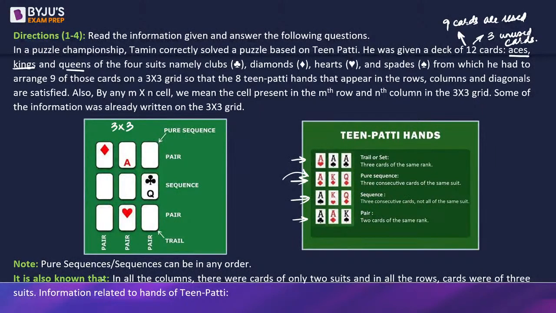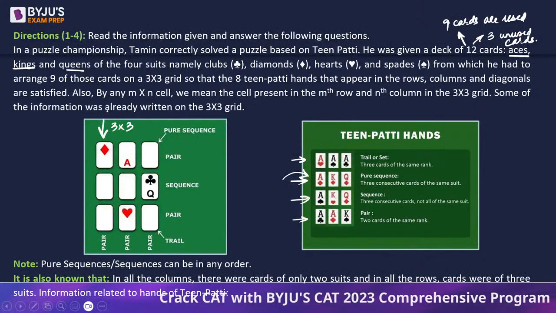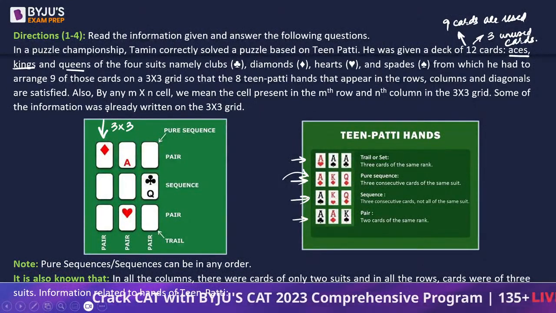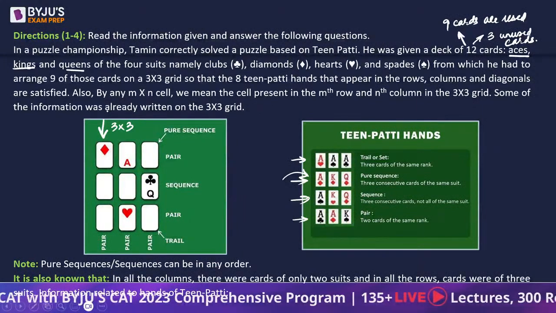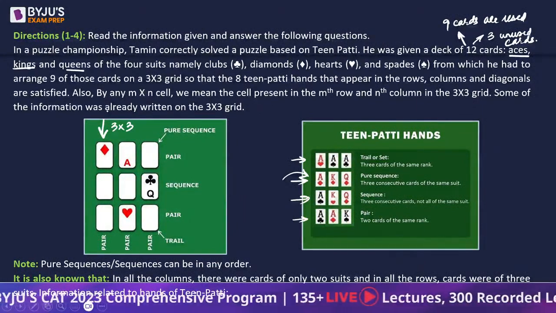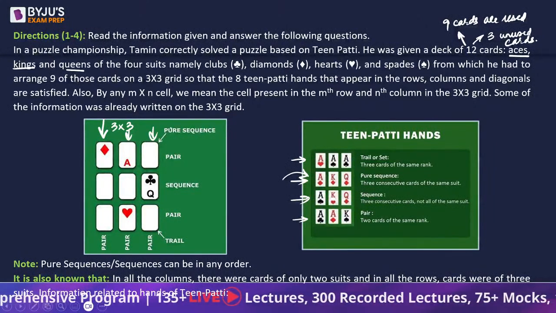And then it is also known that in all the columns, there were cards of only 2 suits. So if you look at the first column, we are going to have 2 cards of one suit and 1 card of the other. So we may have 2 cards of diamond and the third card could be anything, or maybe 1 card is diamond and the other 2 cards are of some other suit. Same is true for the next 2 columns.